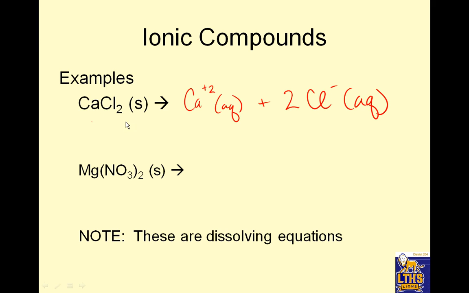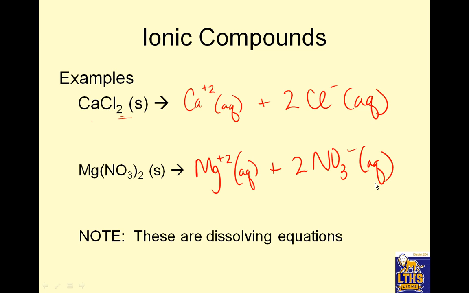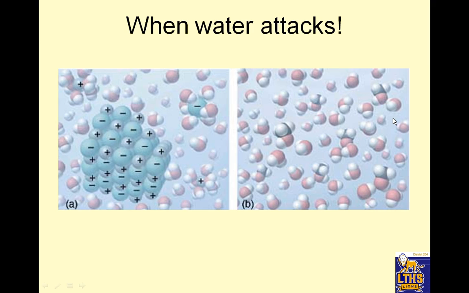Why did I put the 2 in front? Because when this breaks up, it breaks up into Cl minuses, but there's 2 of them. All right. Here we have the magnesium ions, plus 2, get your PT, and then 2 of the nitrate ions for every magnesium nitrate that dissolves. These are dissolving equations because they show the solid breaking up into its ions.